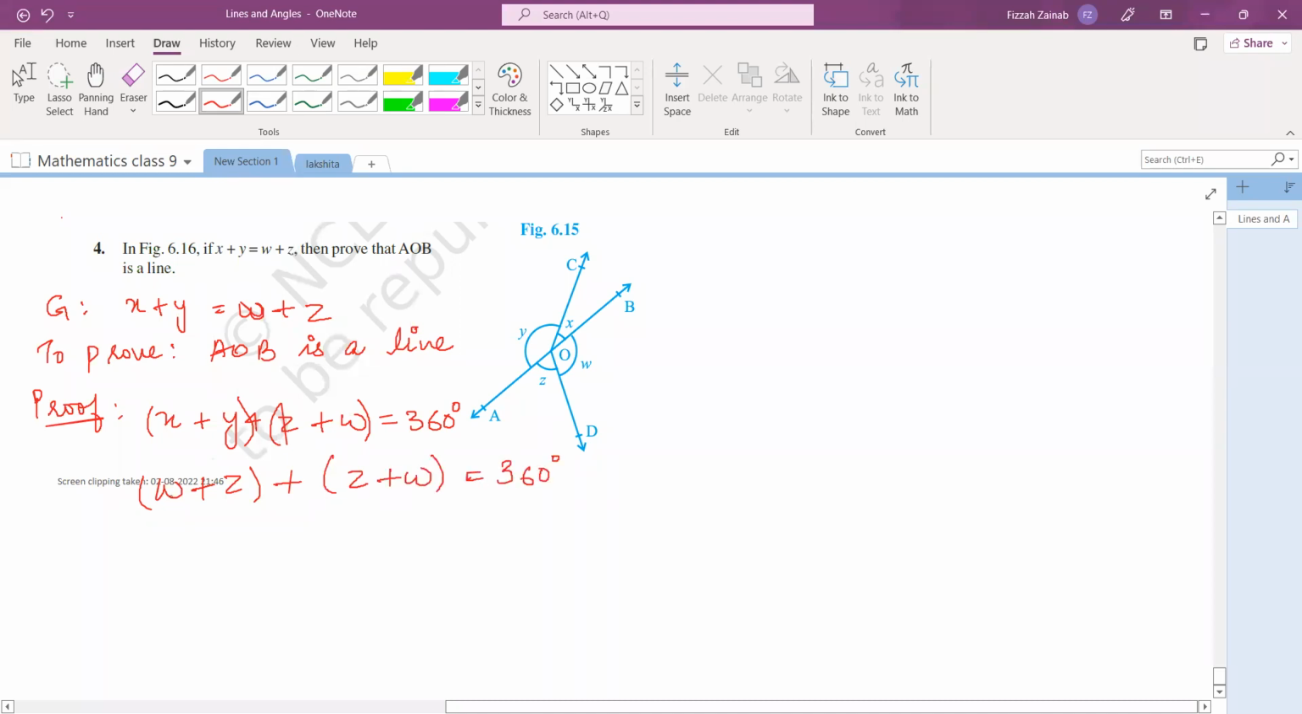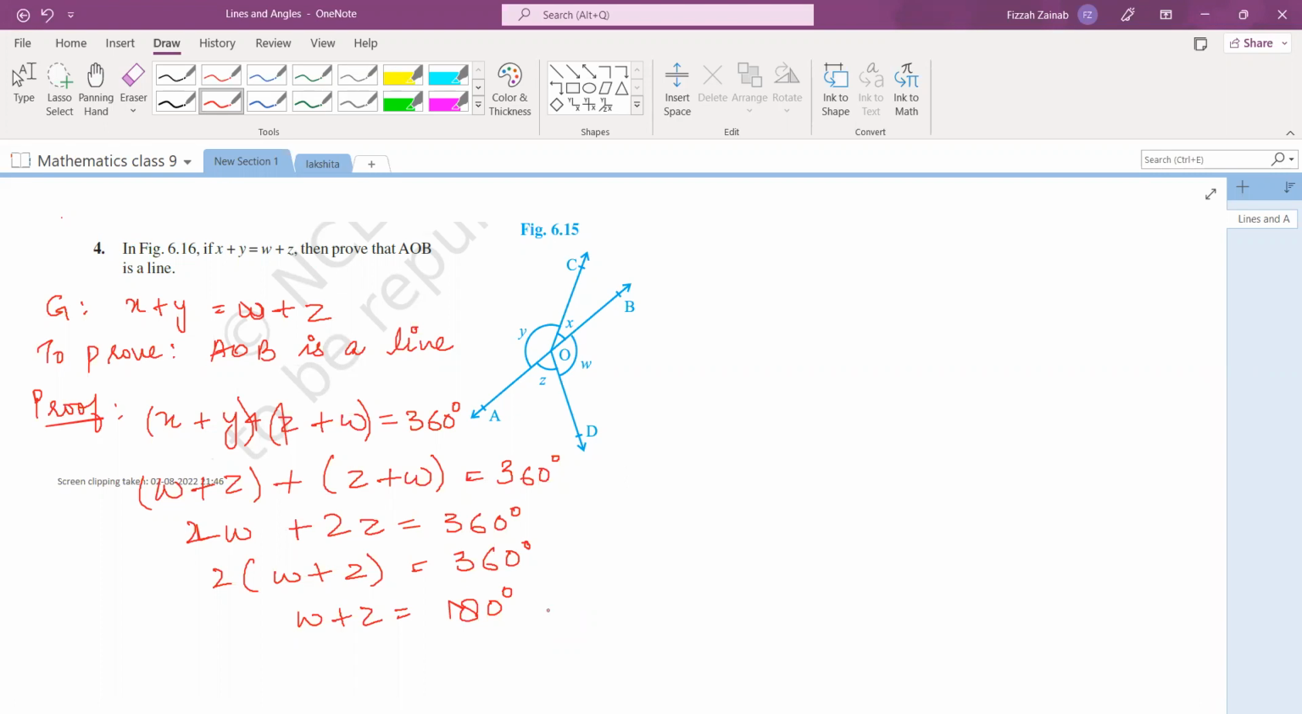So that means, opening the bracket, all are plus, they will be added up. So 2w plus 2z is equal to 360 degrees, right? So 2 common, then w plus z is equal to 360 degrees, and 2 will come in the denominator. So w plus z is 180 degrees, right? Now I am getting the sum of the adjacent angles is 180 degrees. That means that AOB is a line, isn't it? The converse of the linear pair theorem.